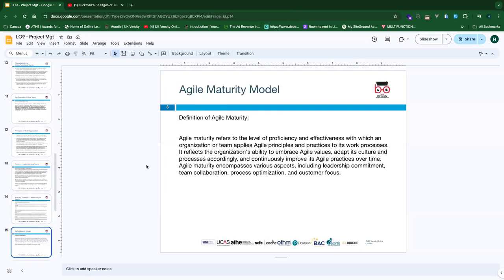What is agile maturity? Agile maturity refers to the level of proficiency and effectiveness with which an organization or team applies agile principles and practices to its work process. It reflects the organization's ability to embrace agile values, adapt its culture and process accordingly, and continuously improve its agile practices over time. Agile maturity encompasses various aspects, including leadership commitment, team collaboration, process optimization, and customer focus.